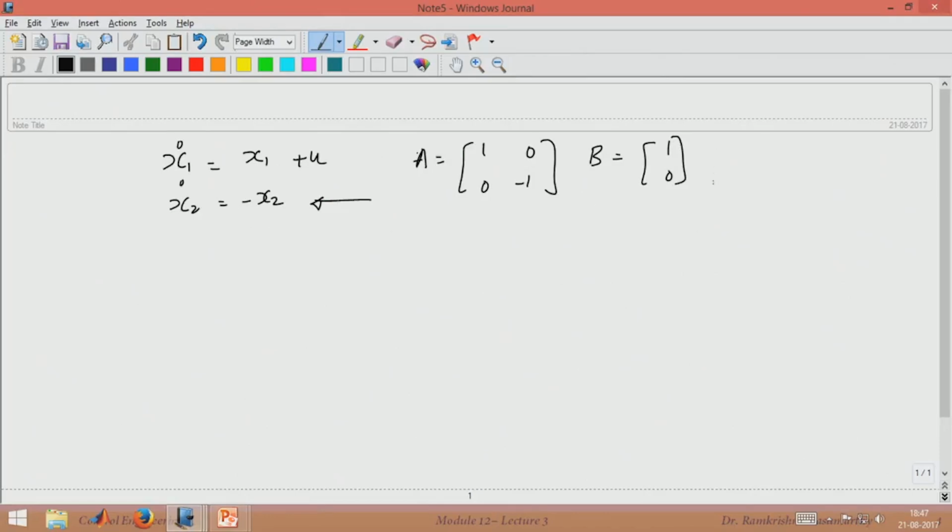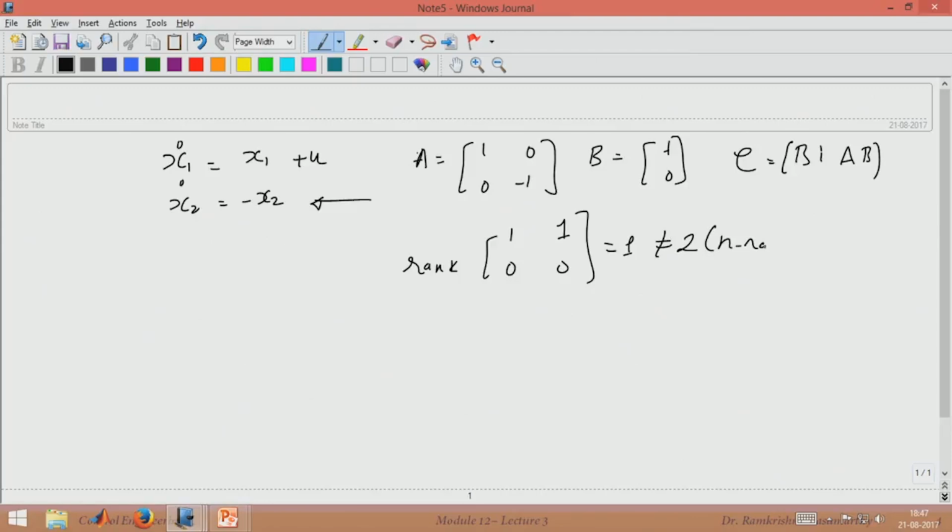So, what is the controllability matrix? C equal to B, AB. B is 1, 0, and A times B is 1 and 0, and this has rank of 1, not equal to 2. This is not full rank, right? The full rank is n, which in this case is 2. So, I can see here that the system loses rank, it is not completely controllable.